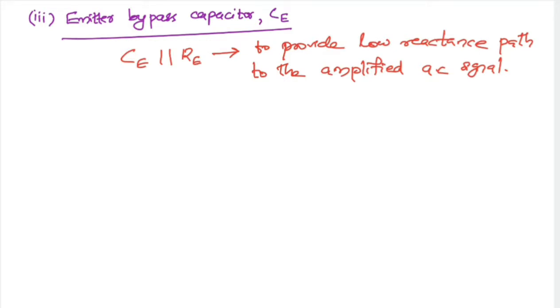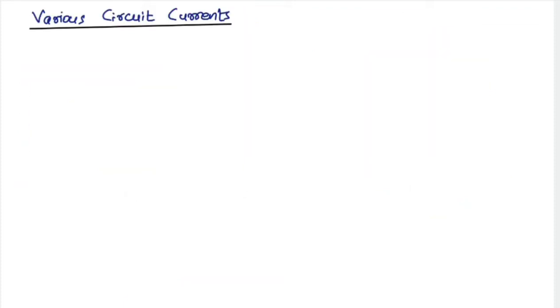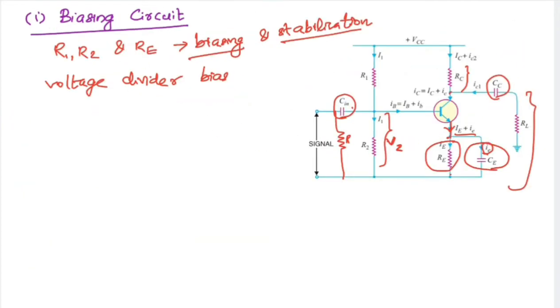Next is the emitter bypass capacitor CE. CE is used to provide a low reactance path to the amplified AC signal. As a result, the voltage drop will not get reduced and voltage gain will be maintained. Now the coupling capacitor CC is used to couple one stage of the transistor amplifier to the next stage by isolating the DC conditions of one stage from the next stage, but allows only the AC signal to pass through it. Next we are going to discuss various circuit currents. In the figure you can see three types of currents.